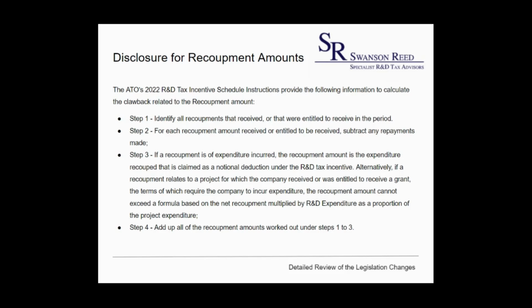Alternatively, if a recoupment relates to a project for which the company received or was entitled to receive a grant, the terms of which require the company to incur expenditure, the recoupment amount cannot exceed a formula based on the net recoupment multiplied by R&D expenditure as a proportion of the total project expenditure. Step 4. Add up all of the recoupment amounts worked out under steps 1 to 3.